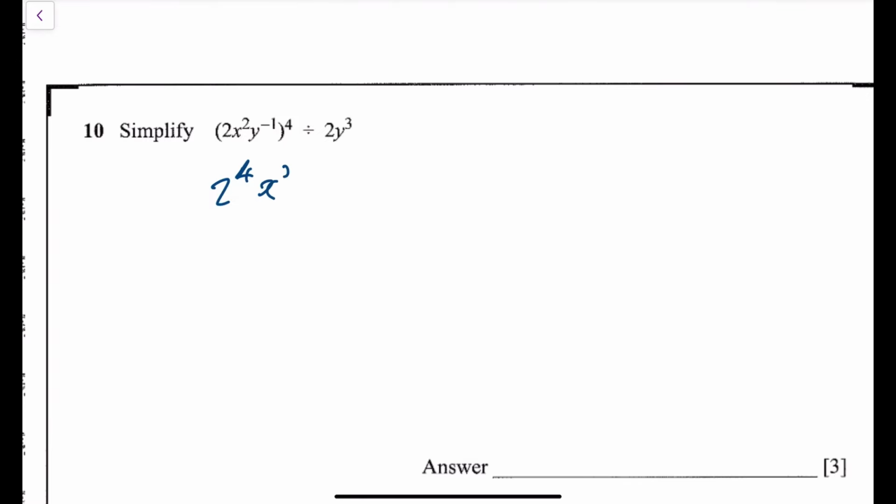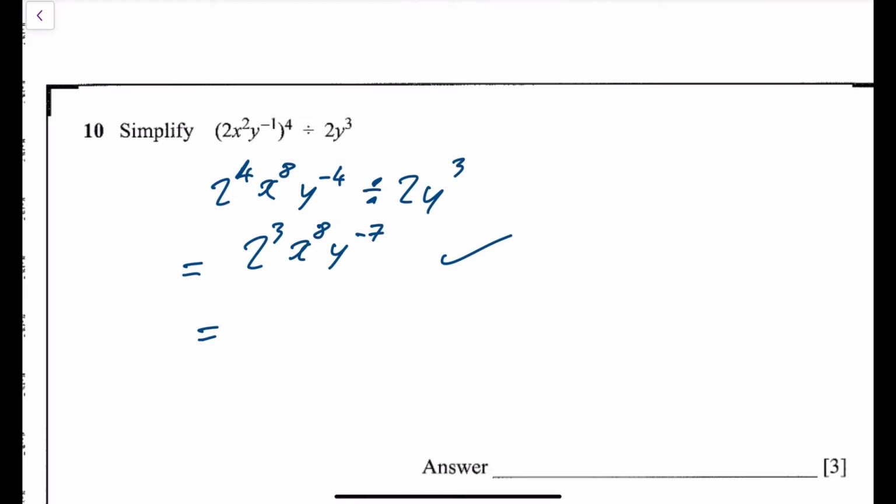So x squared raised to the power 4 becomes x to the power of 8. y to the minus 1 to the power 4 becomes y to the minus 4. And you're dividing by 2 to the power of 3. So my powers of 2 reduced by 1, and my powers of y reduced by 3. Oops, sorry, that's not it. You then have to work out 2 to the power of 3: 2 times 2 times 2 is 8. So the answer is 8x to the 8, y to the power of 7.